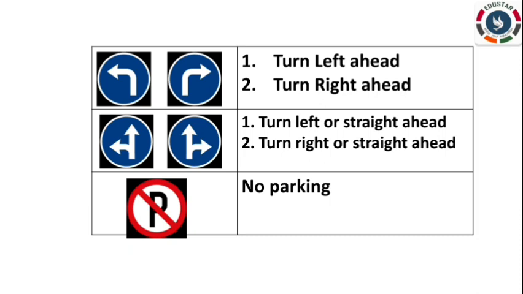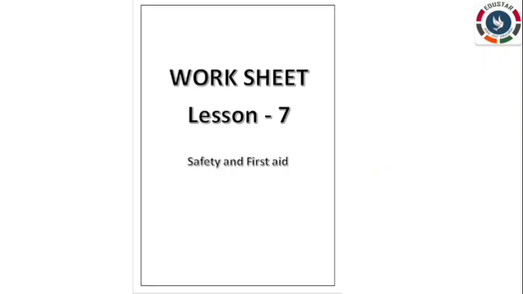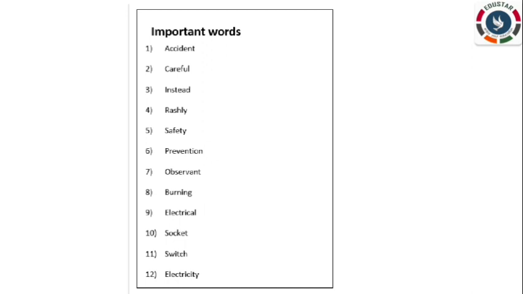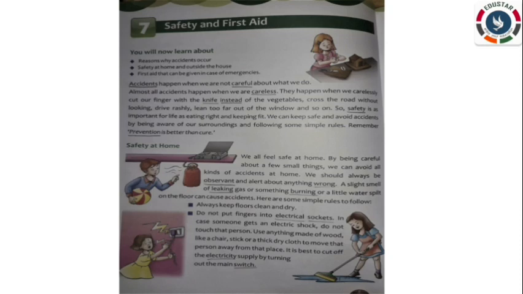Okay students, now it is time for the worksheet for Lesson 7. As usual, we have to write on the A4 sheet. Write the heading, then write the important words and fill in the blanks. And this time you are going to write some reasons. So these are the important words. Take your book and start reading.